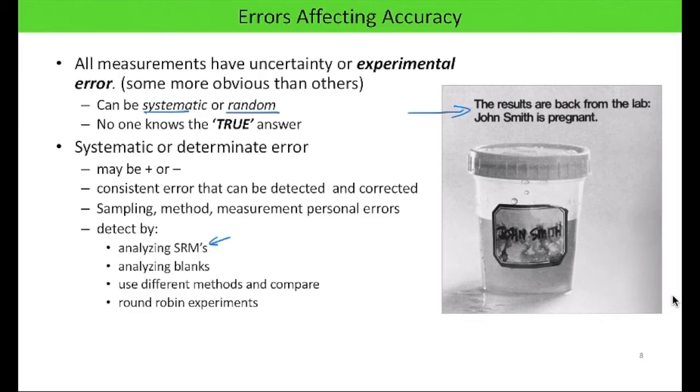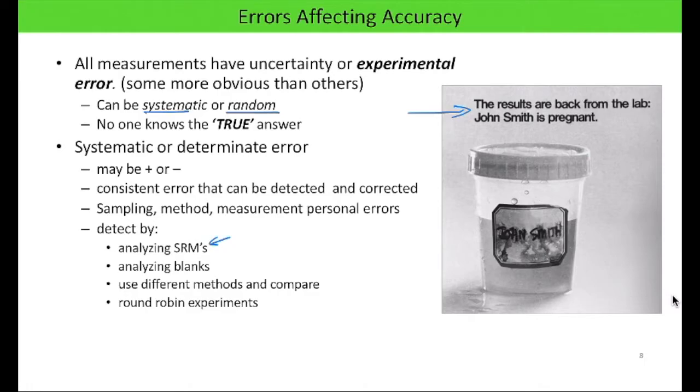So the method itself is being used to determine what's in the sample, so different methods should give you the same result. If they don't, then 1 or 2 of those methods may have some kind of bias, some kind of mistake, some kind of contamination, or some other problem that may be contributing to the error.